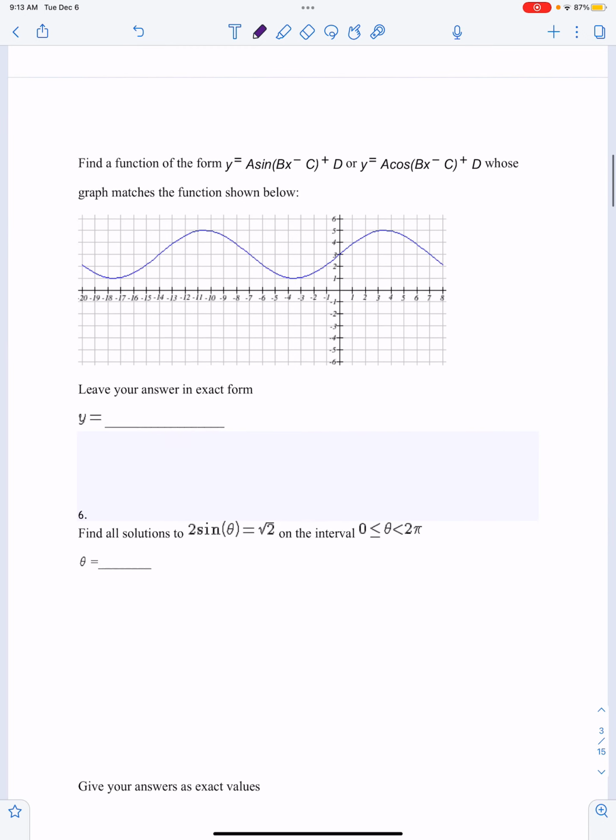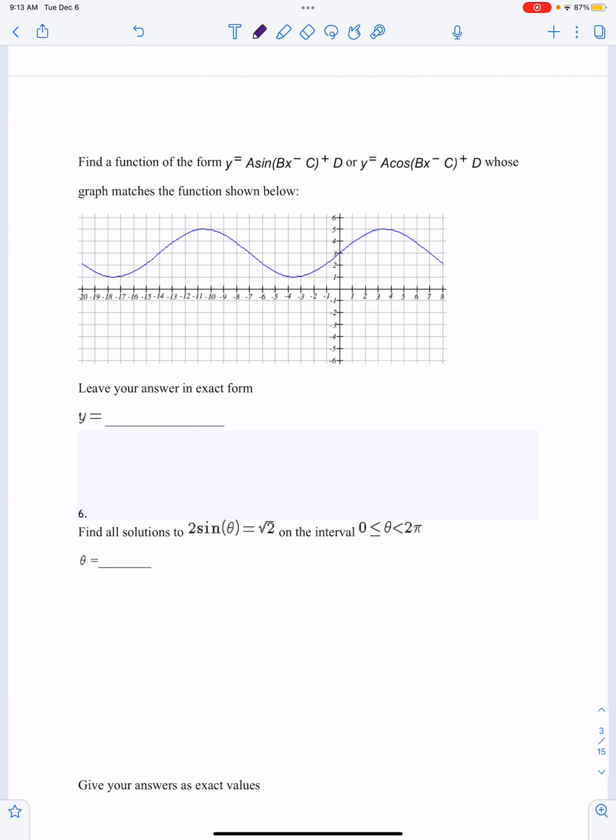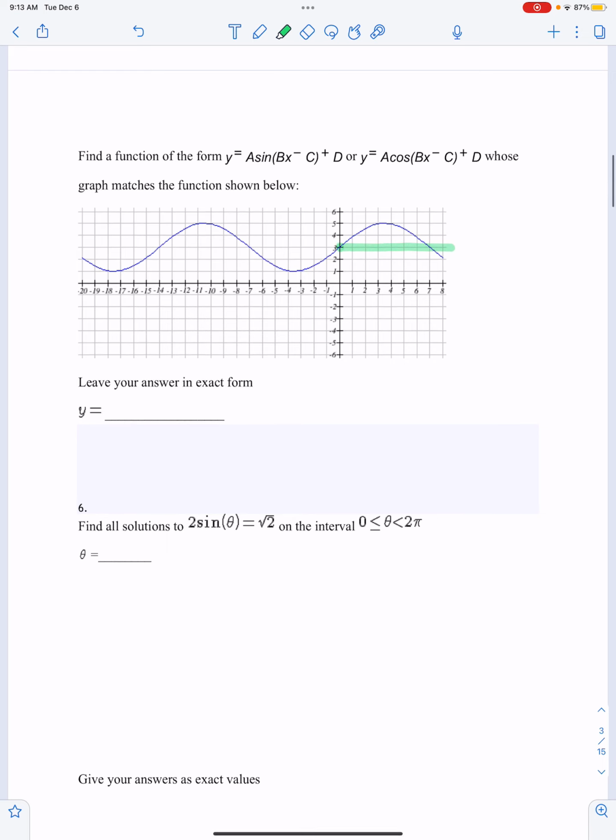Question number 5, I would like to find an equation. So I need to find A, B, C, D. The first step is to find D. D is basically the midline. I'm going to highlight the midline here. As you can see, the midline is at 3, so D is equal to 3 immediately. The amplitude is the distance here, and in my case it is 2 units, so I'm going to say the amplitude is 2. And I know it's positive because sine is going up first and then it goes down.